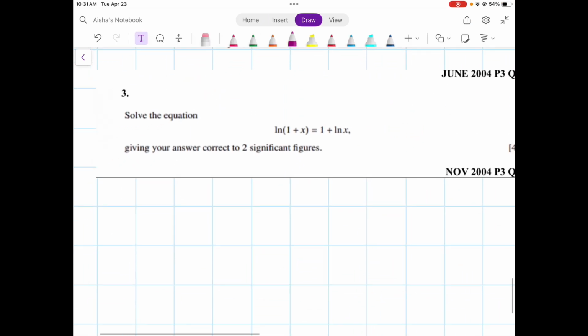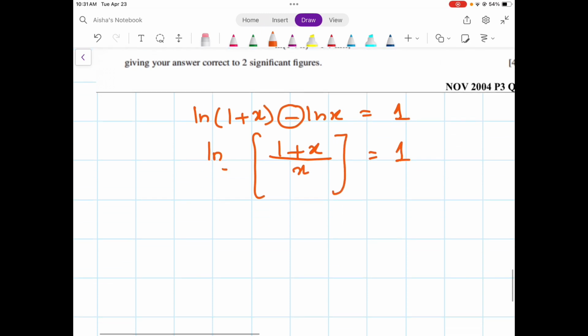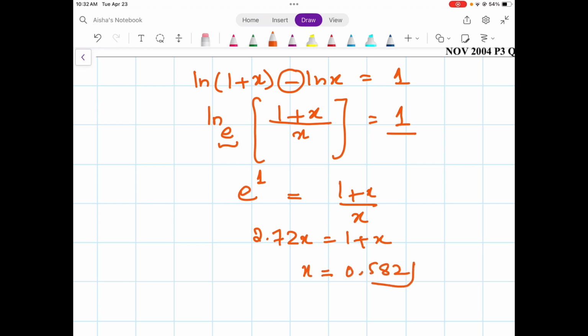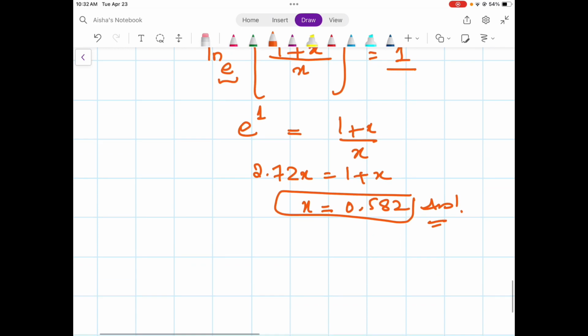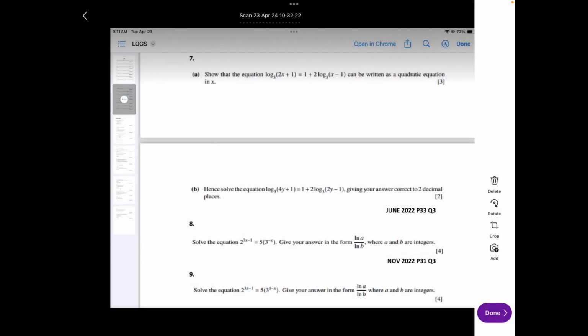Over here we have ln, not lg. Taking all ln's to another side, taking ln common out, 1 plus x, this minus will change into division. Now base to the power is equal to the coefficient. e power 1 is 2.72. x equals 0.582. Let's try another question.